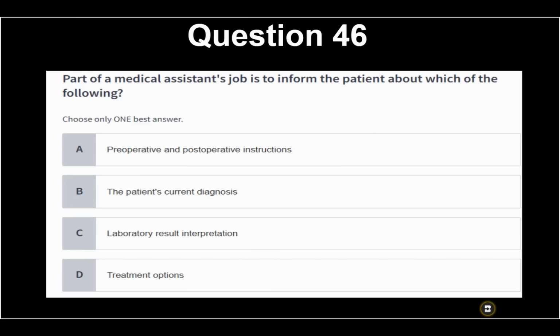Question 46. Part of a medical assistant's job is to inform the patient about which of the following? A, preoperative and post-op instructions. B, the patient's current diagnosis. C, laboratory result interpretation. Or D, treatment options. Now, if you said A, preoperative and postoperative instructions, then you are correct.